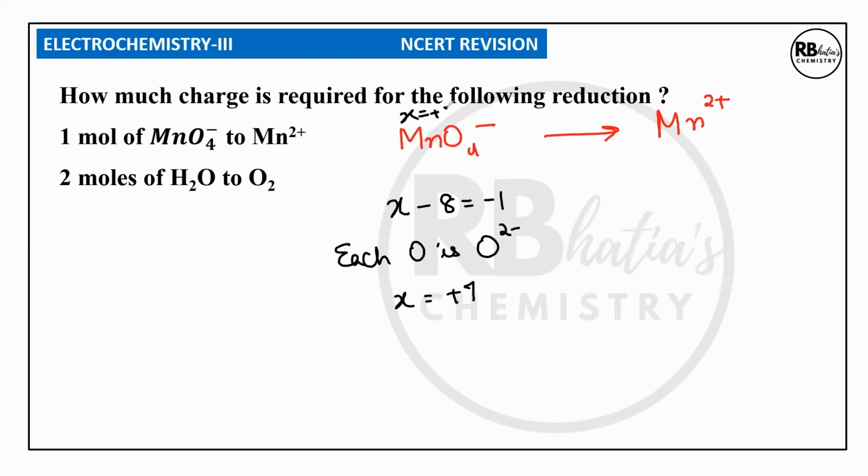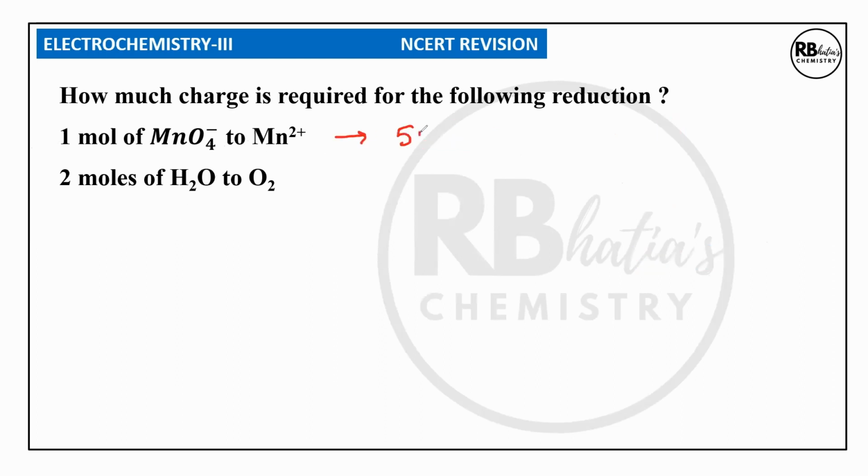This is plus 7. Plus 7 is going to plus 2. That means there's reduction using 5 electrons. Hence, to convert 1 mole of permanganate ion to manganese ion, we would need 5 mole of electrons or 5 Faraday charge. In case you need to give your answer in coulomb, 5 into 96500 coulomb of charge. So the answer to this one is going to be either 5 Faraday charge or 5 into 96500 coulomb charge. Similarly, how much charge is required to convert 2 moles of water to oxygen?